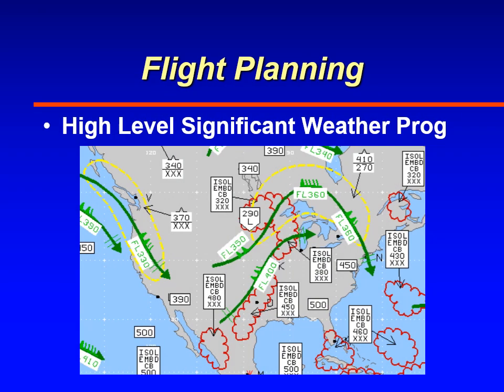So when you're planning a flight at high altitude and you're concerned about clear air turbulence, what do you look at? Well, first off, you look at the high-level significant weather prognostic chart. The high-level significant weather prognostic chart has areas of clear air turbulence. They forecast moderate to severe clear air turbulence, and they highlight those areas.